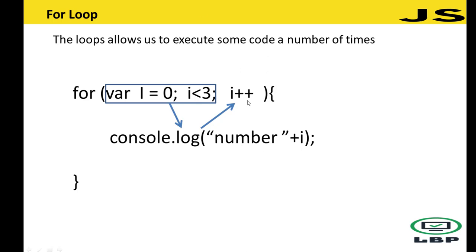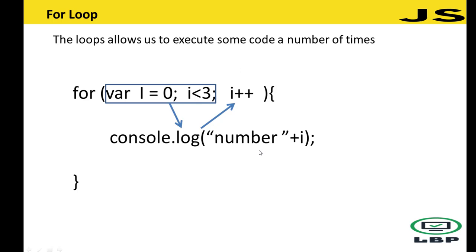Now i equal to i plus 1. i equal to 1, so with i plus plus, i is now equal to 2. I will go back to the condition. Is 2 less than 3? Yes, I will execute console log number plus 2. Great.